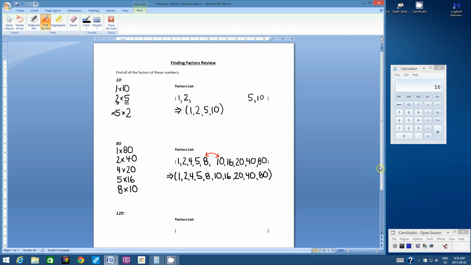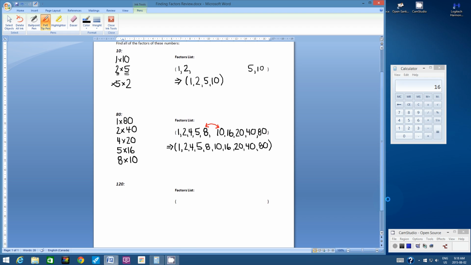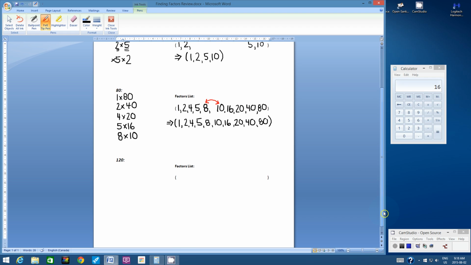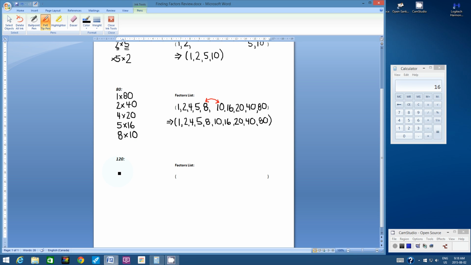Okay, so let's go on to the last one, 120. So I've left the most amount of room here, so that should give you a hint that we're probably looking at a lot of factors. All right, so what's the first one that you're going to start with? I don't just want you to copy everything. I want you to use what we've learned in the first two examples. So write the first pair and then add it to your factors list, please.